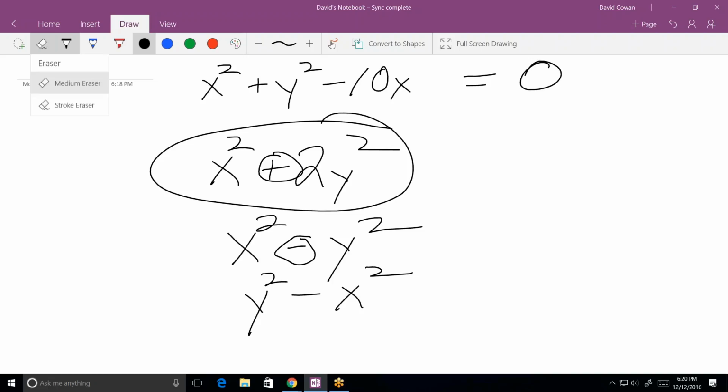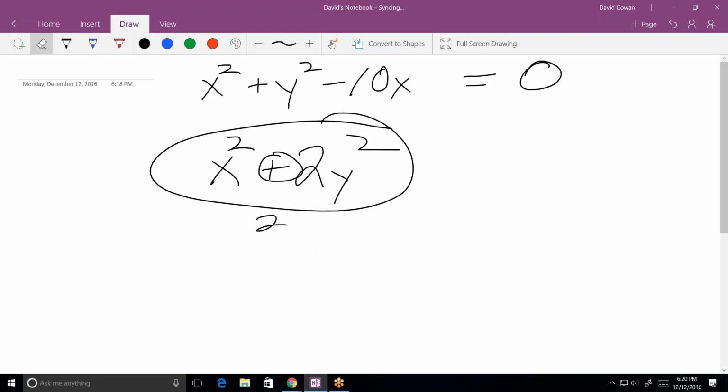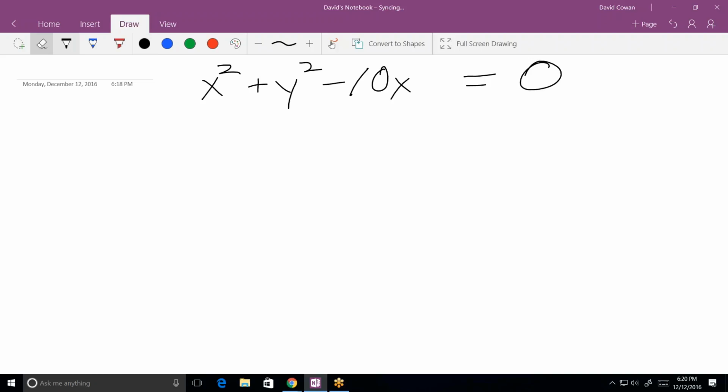All right, so back to this problem. We know it's a circle, so the only thing we have to do is complete the square to figure out, in other words, what's the general format for a circle?